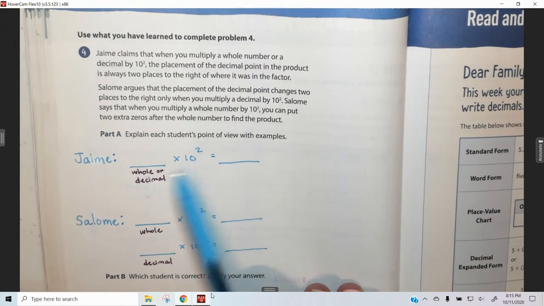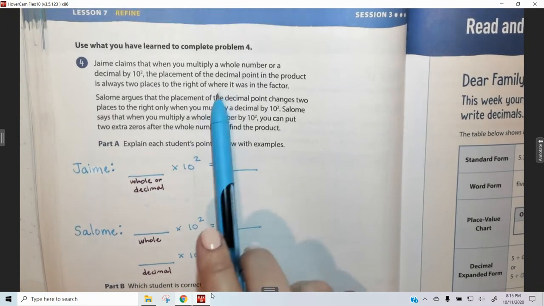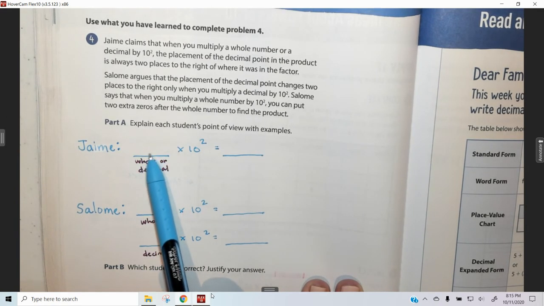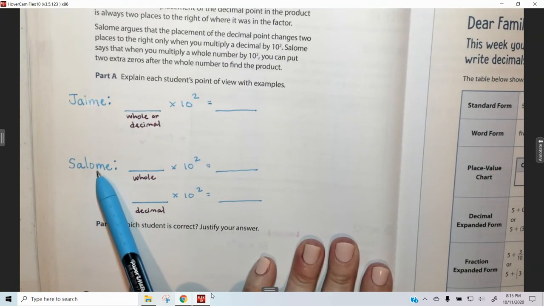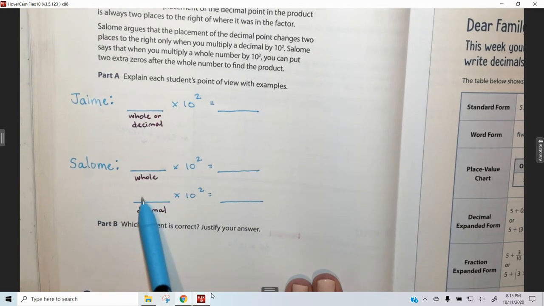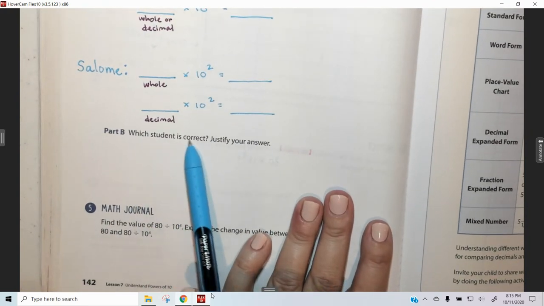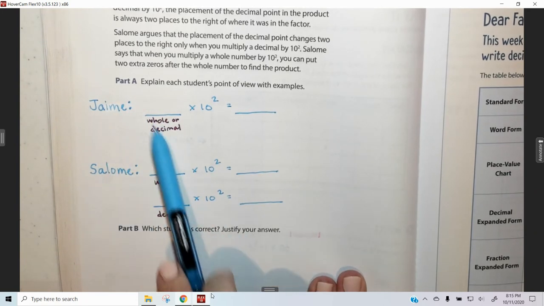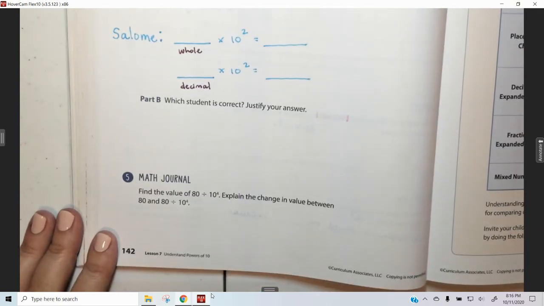So I want you to do a couple of examples. I want you to do this problem using a number the way that Jamie has said, using a whole or a decimal. He says you always move the decimal 2 places to the right when you solve it. And then show me Salome's example using a whole number and finding the answer, and then a decimal and finding the answer. And then I want you to tell me which student is correct. Is it Jamie or Salome, or are they both correct? And then write your answer in part B.